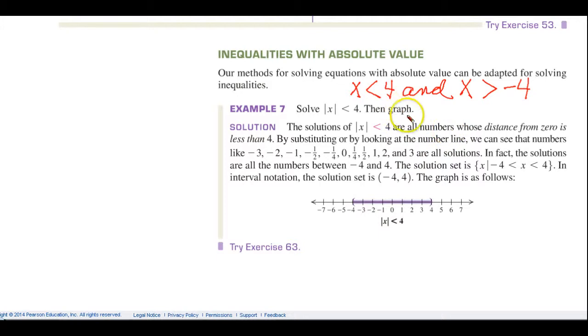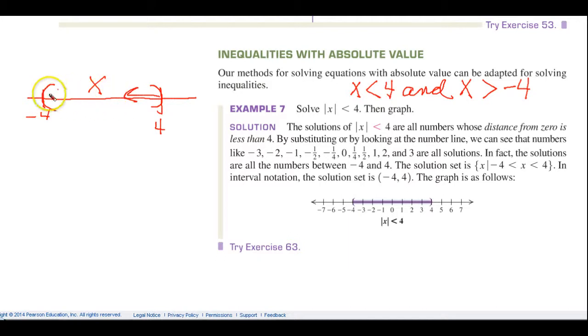Now, if we were to graph this, what would we end up with? Well, let me make a little graph over here. Now it says x is less than 4. So we're going to have a parenthesis here at 4. And the line is going to go this way. And we're also saying x is greater than negative 4. So x is going to be in the middle here. And this is negative 4. And we're saying x is greater than.